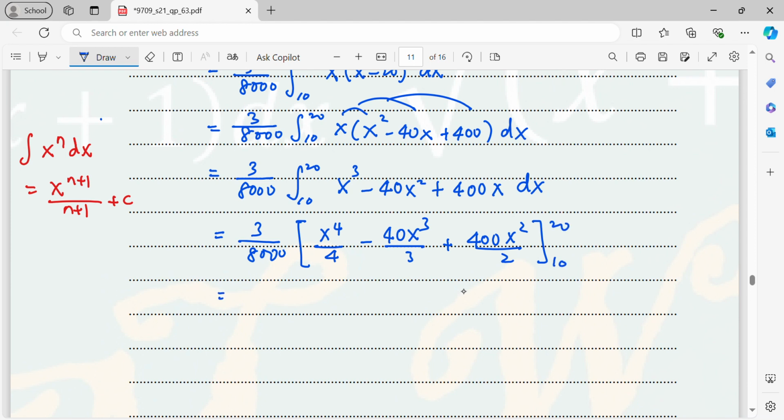Then now here you will get 3 over 8,000. Replace the x by 4. So 20 degree 4 over 4 minus 40 over 3 times 20 cubed, then plus 400 over 2. This is basically 200. So 200x squared.